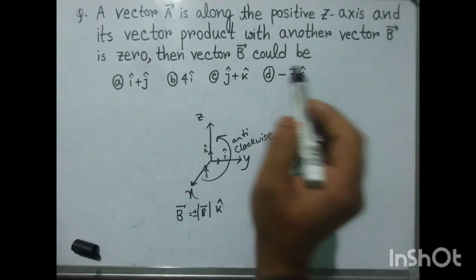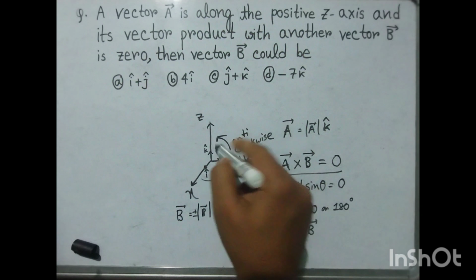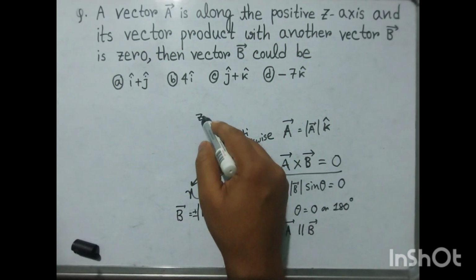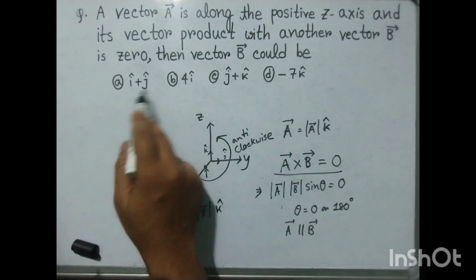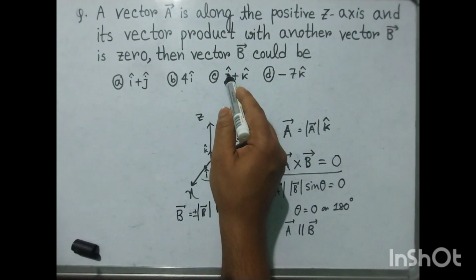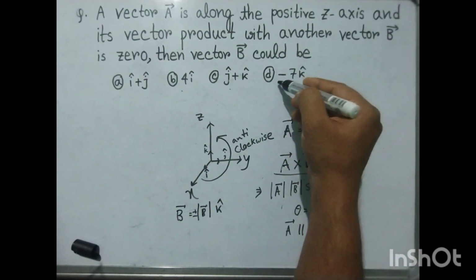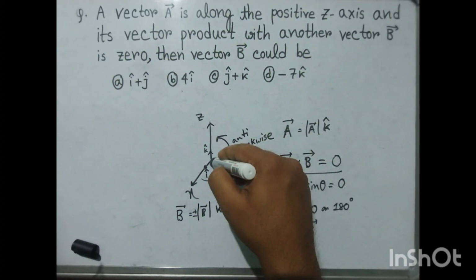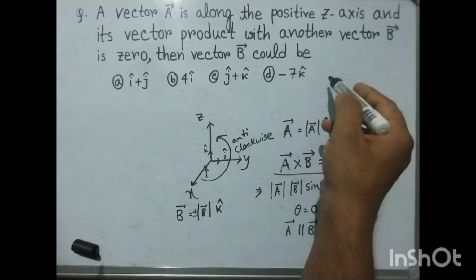Okay, so the options are given: i cap plus j cap, and so on. If the b vector is parallel to k cap, then it has no components towards i cap or j cap. So option A is wrong, option B is also wrong, option C is also wrong because there is a j cap included, and option D is only parallel to k cap, that is minus 7 k cap. So this is towards the negative z-axis, but this has no components along i cap or j cap.